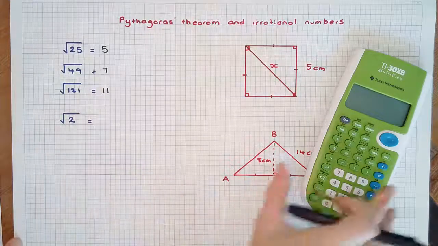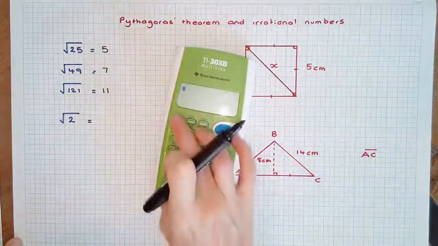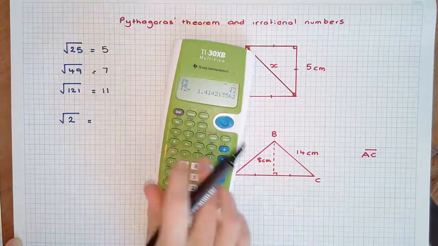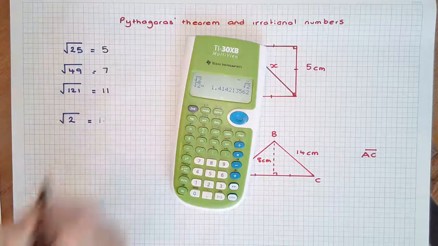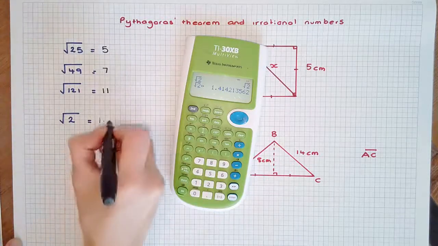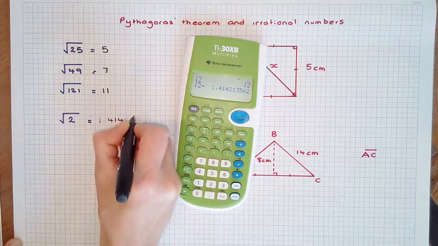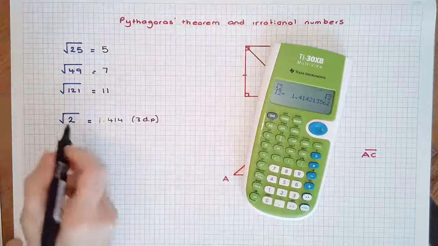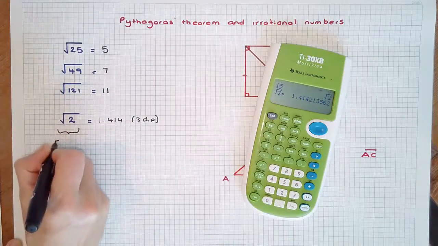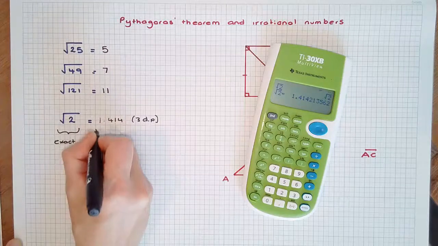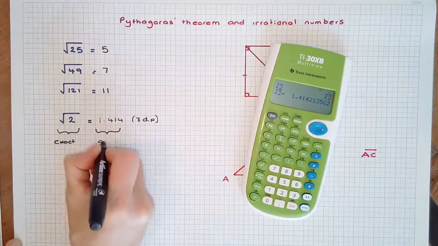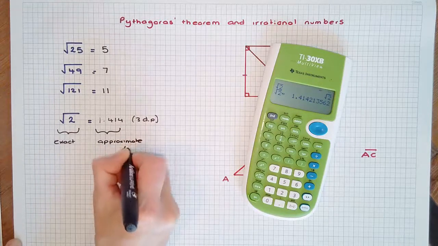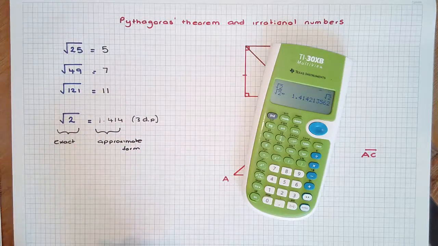Let's take root 2. Using our calculator, we get an answer of 1.414, rounded to 3 decimal places. The root 2 part is said to be in exact form, and the decimal part is in approximate form. Which is an irrational number.